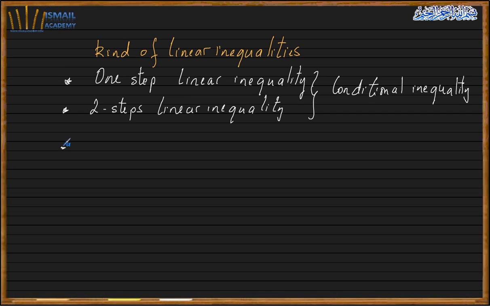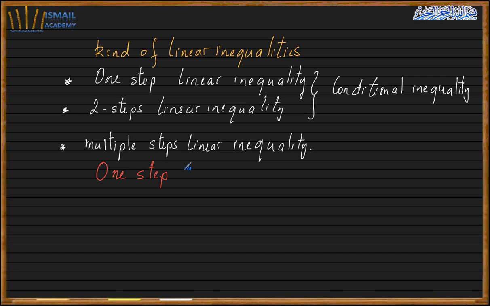The third one is the multiple-step linear inequality, where you are going to meet all types of inequality, from contradiction to conditional. So you are going to see contradiction, identity, and conditional linear inequality. Today we are going to focus on one-step linear inequality.